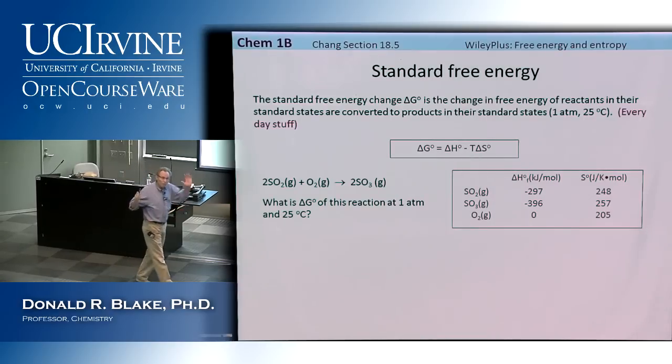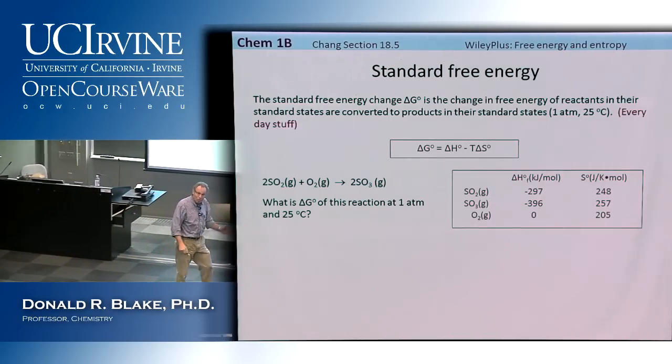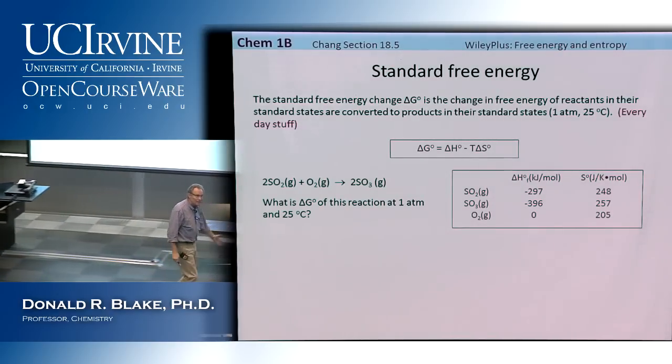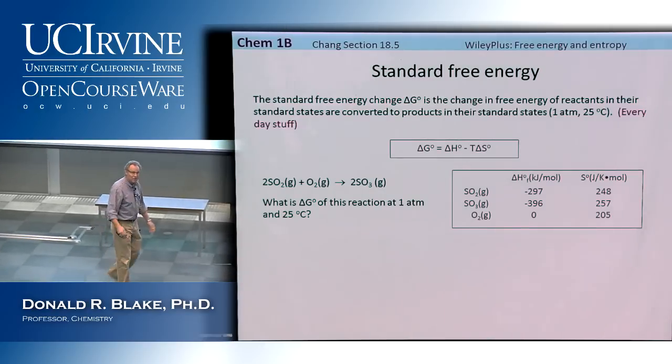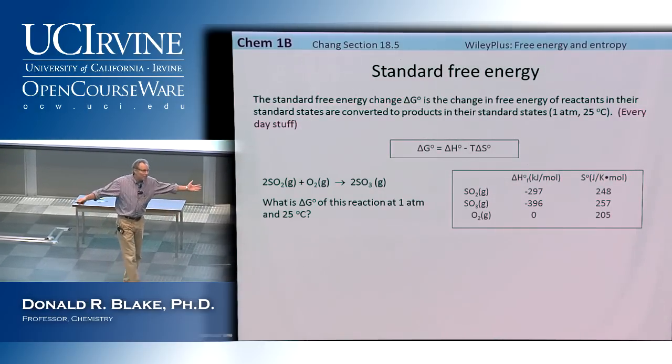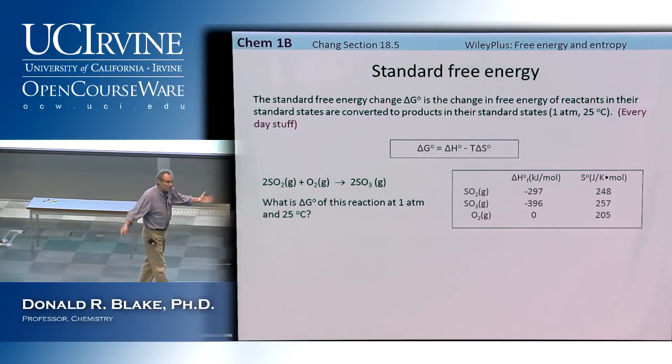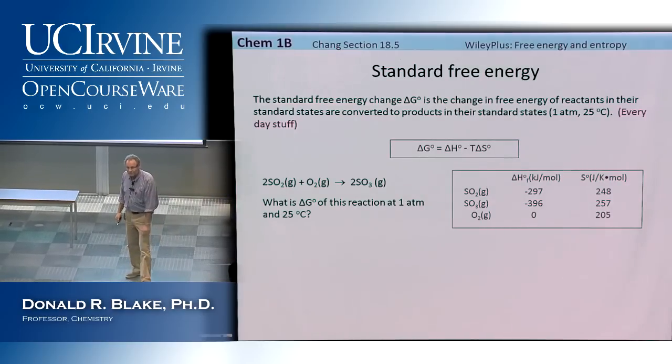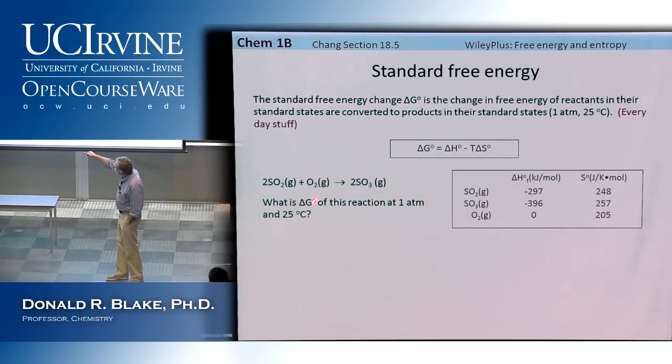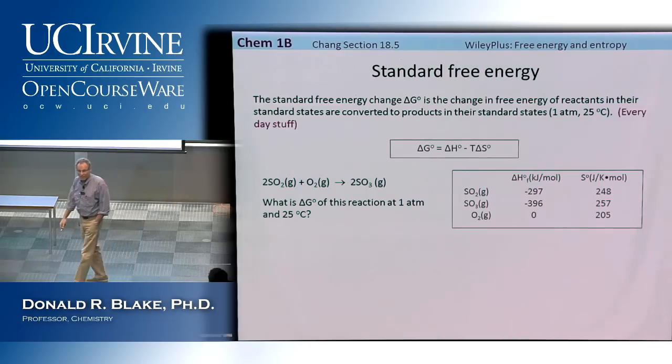If we lived in a world where the average temperature was 10 degrees, then all these things would be recalculated for 10 degrees. But 25 degrees is about average, and that's the world we live in. So I want you to calculate what is delta G using these.